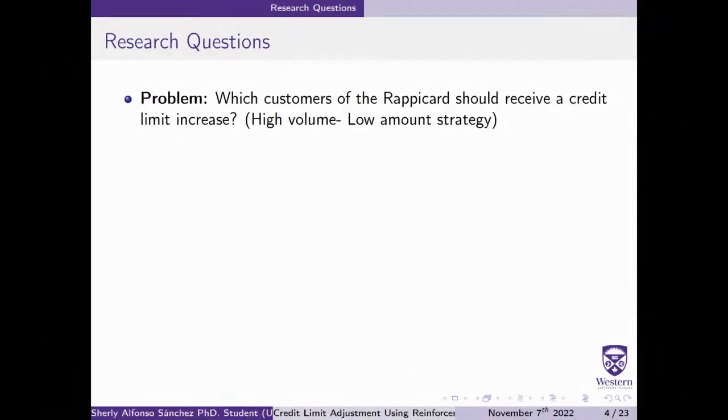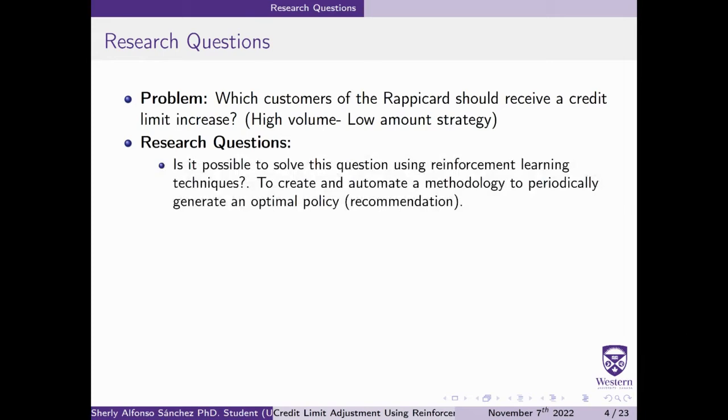This is because they have followed a high volume, low amount strategy. That means that they aim to conquer the unbanked population. These are people that usually don't have a credit history, but they are given a low amount as their credit limit. So they want to change those limits progressively. And with this problem in mind, we have these research questions.